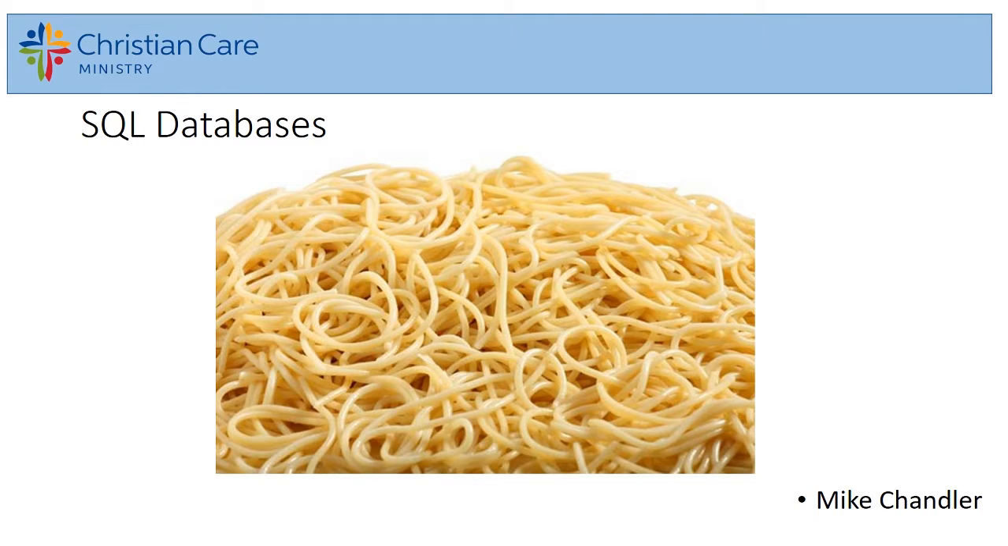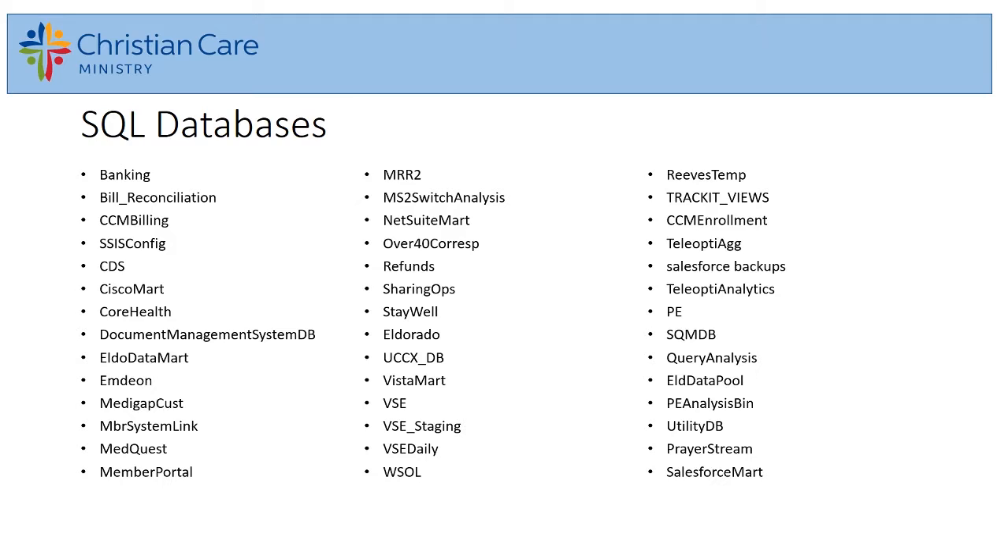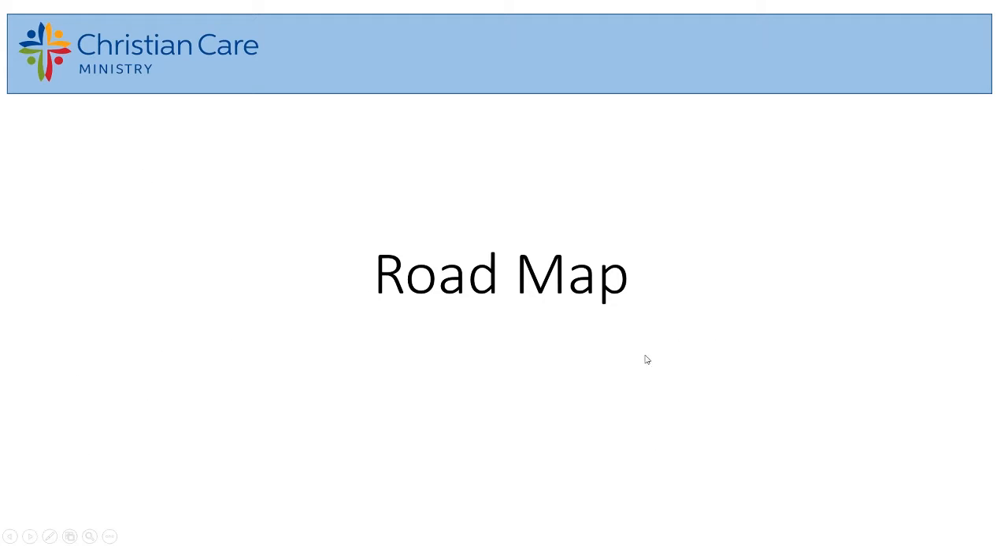The SQL database is comprised of 40 plus databases. Here's a full list of the ones that are out in our production server. What are we doing to fix this? Let's look at our roadmap of the phases that we have currently planned or in progress to fix some of these issues.